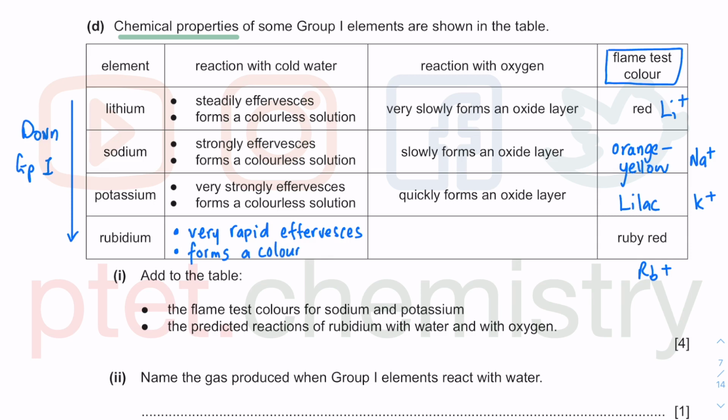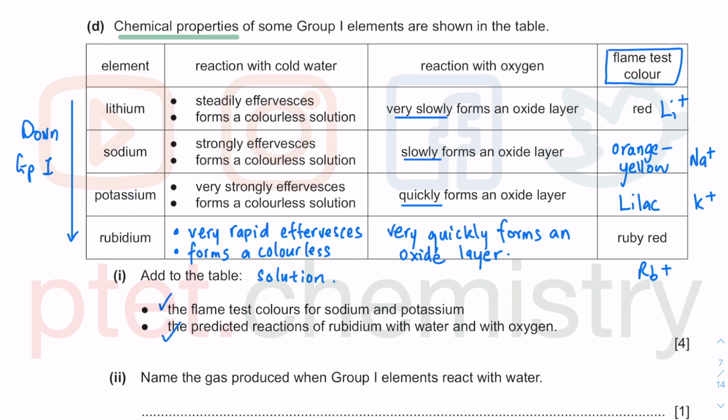So the reaction could be explosive because it can catch on flame. For the reaction with oxygen, this one very quickly forms an oxide layer. So we're just playing around with the words, and we know that the reactivity of the group 1 metal would definitely become faster going down group 1, as it becomes easier to lose the outer shell electrons. At the flame test, at the predicted reactions, that should be alright. If it's an explosive reaction, catches on fire, that should be alright as well.